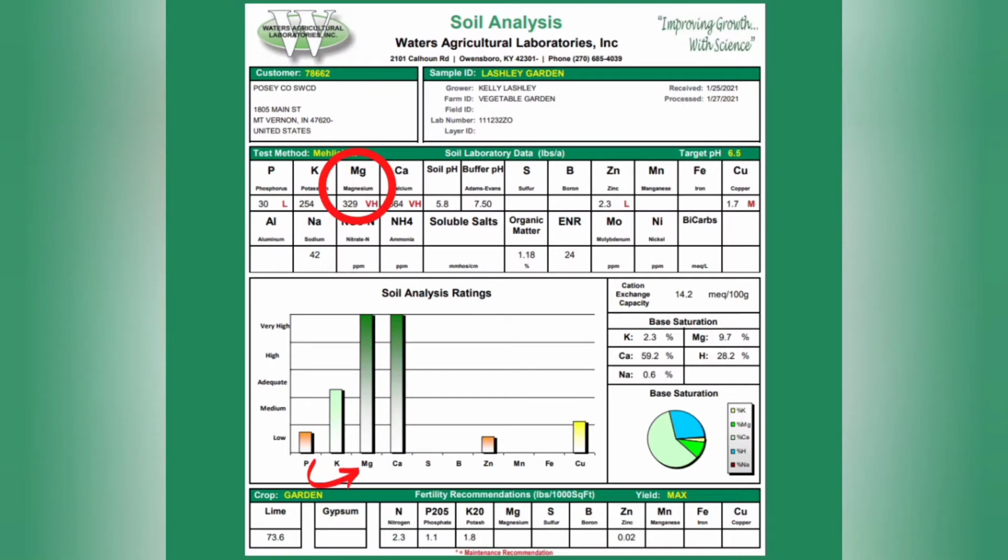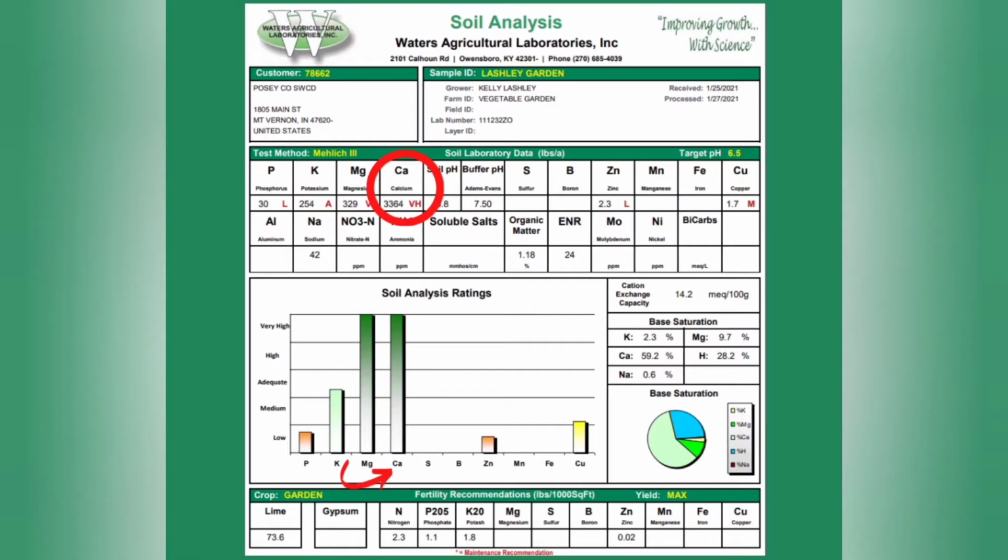The next one, the Mg, stands for magnesium. Magnesium is needed for chlorophyll production, and it is very high, so we will not need to add any magnesium for our garden. Calcium is the next nutrient, and the calcium is also very high, so we have adequate amounts of calcium. Calcium helps to strengthen the cell walls, and it helps with root formation. So both of those are in the very high range, so we will not need any amendments for them.